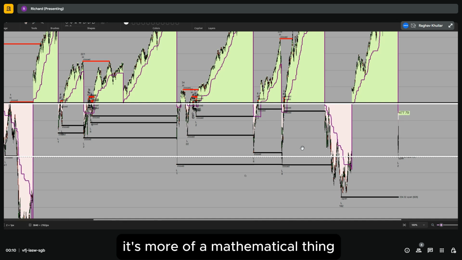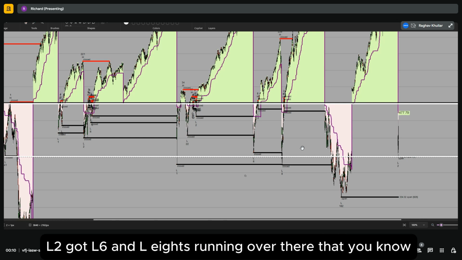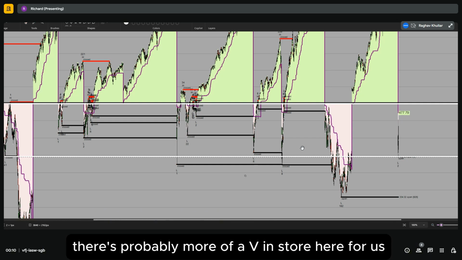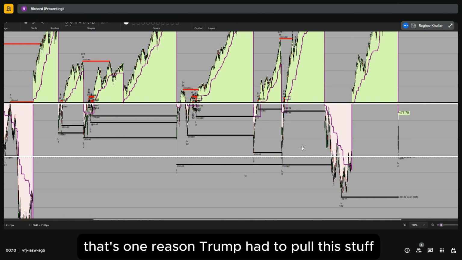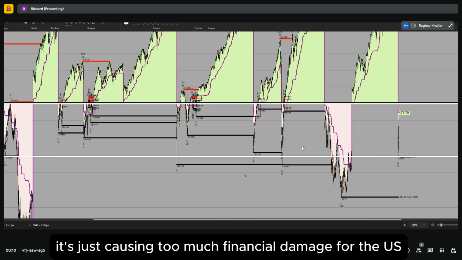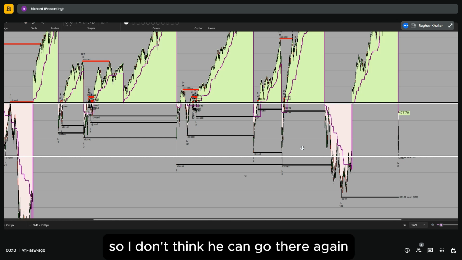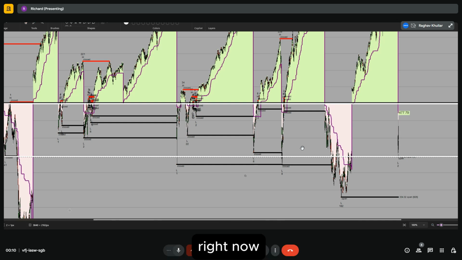Or well, it's more of a mathematical thing, since we're carving out these L2, L6 and L8s running over there. Ideally there's probably more of a V in store here for us, because I think they just have to act. That's one reason Trump had to pull this stuff. It's just causing too much financial damage for the U.S. So I don't think he can go there again right now.